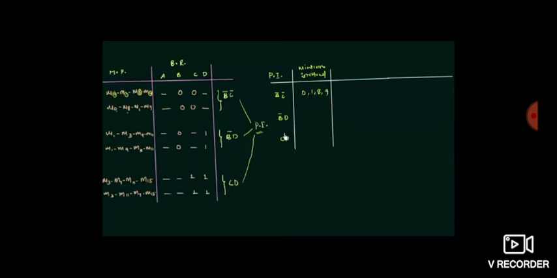For b bar d, also 1, 3, 9, 11. We note down the values 1, 3, 9, 11. For c d, we observe and note down the values 3, 7, 11, 15.